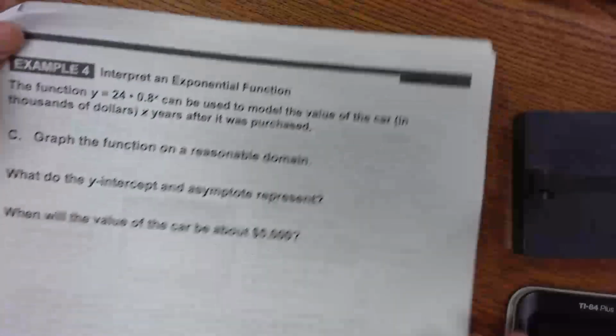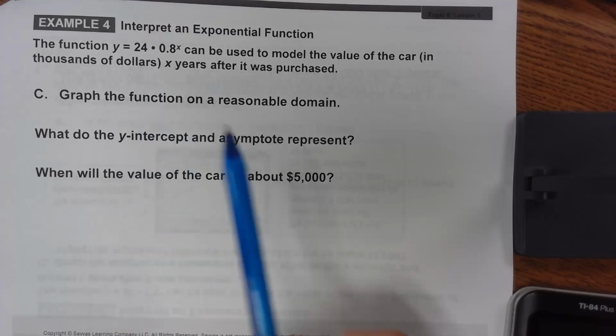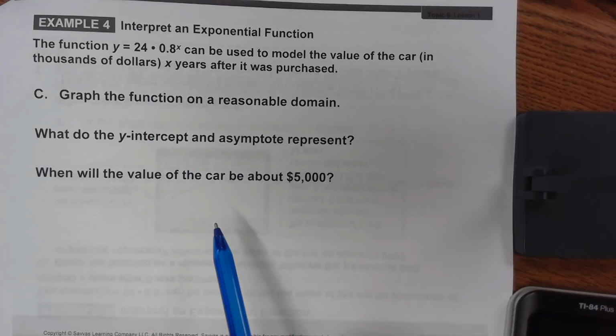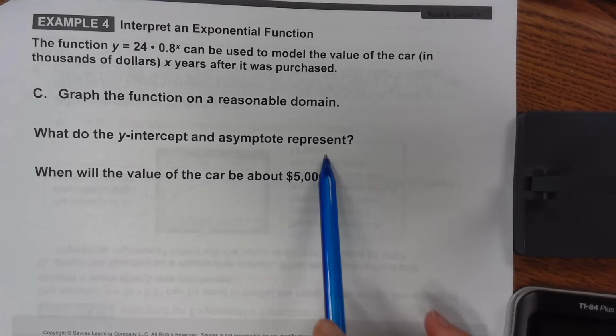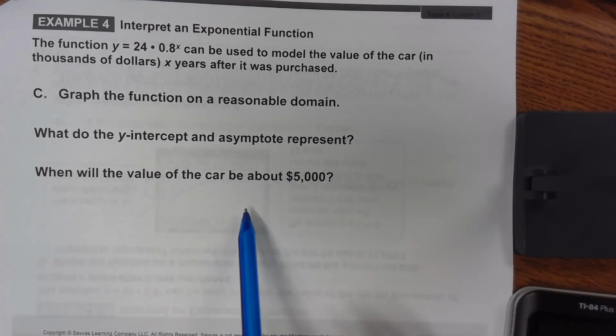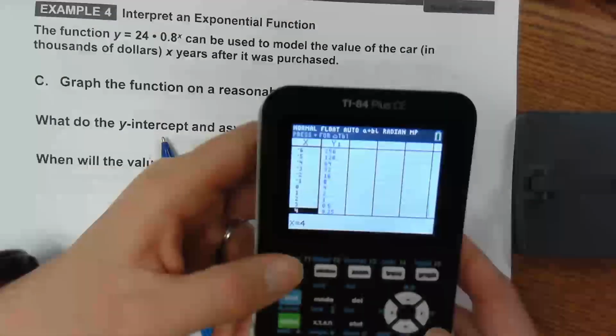Now my follow-up question to this, so there's our equation. It says graph the function, and what do the y-intercept and asymptote represent, and when will the value of the car be about 5,000? Okay, so let's go ahead and graph this.